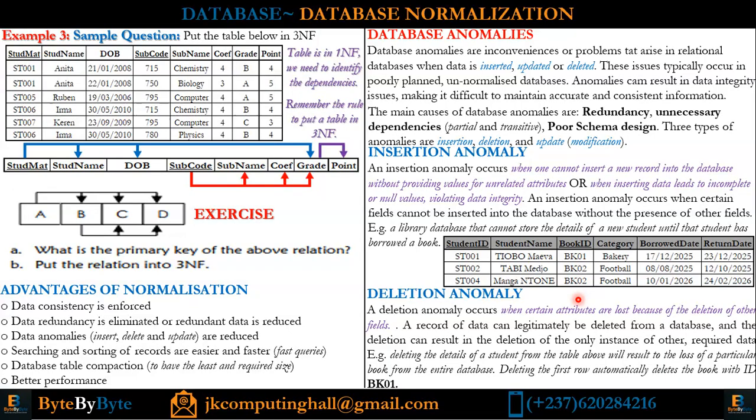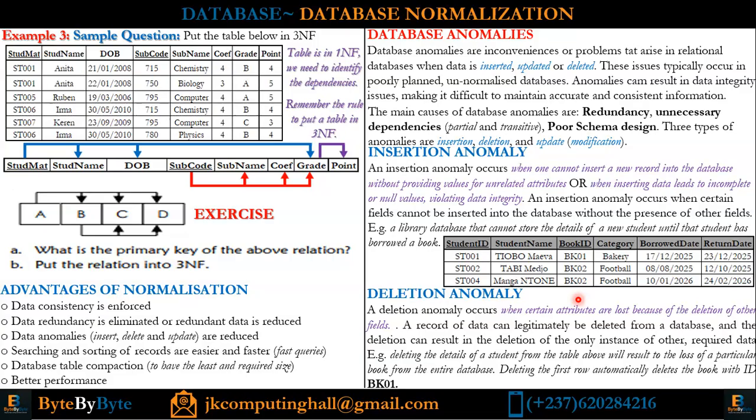A record of data can legitimately be deleted from the database, which is something normal. For example, you have a particular student in your database, and later on the student is no more present in the school, and you have to delete that particular record from that particular class. For example, if you want to print the class list, that's what we say legitimately deleted. And the deletion can result in the deletion of the only instance of other required data. So while you are trying to delete a particular data, it also deletes some instances of important data that did not require to be deleted.